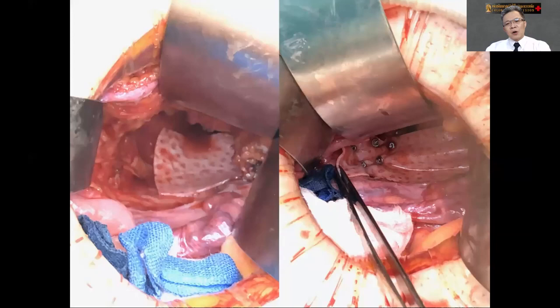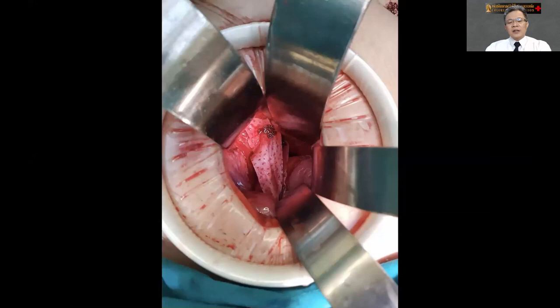For the anterior side, I fix the dermacell to the anterior rectal wall, and the other side I fix at S1 or S2.